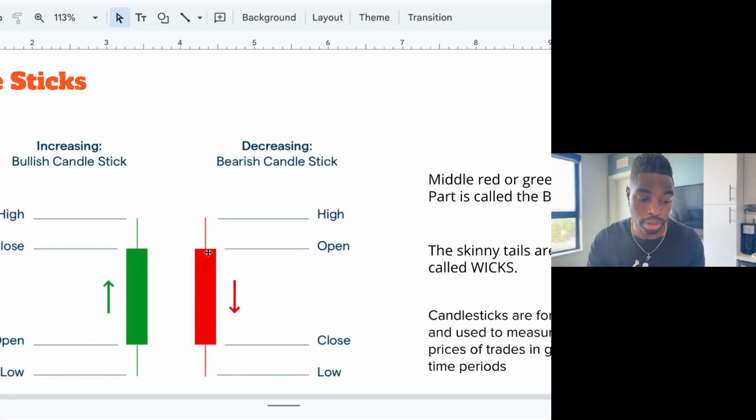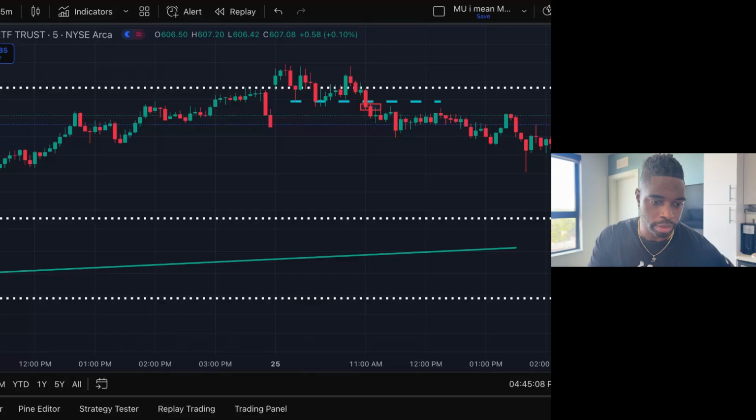Okay, and this is just the opposite for red bars. Red bars depict price coming down. So we start up here at 1 p.m., and then at 2 p.m. we closed down here, lower. At some point we went as low as here during that time period, and as high as here. Again, these skinny parts are called wicks, and the big rectangle parts are called bodies. All right, so now I'm going to share this tab.